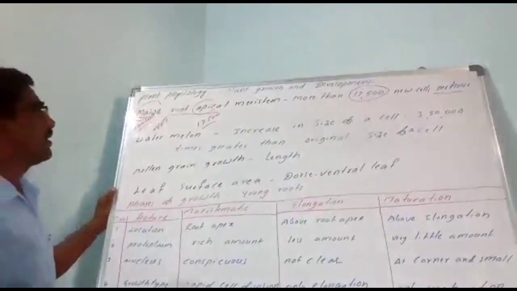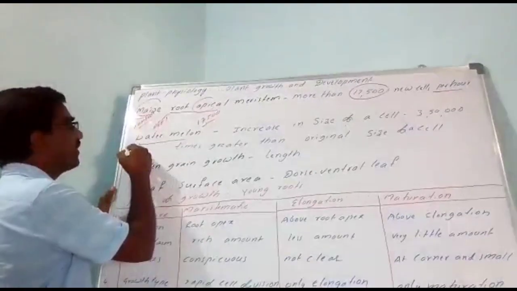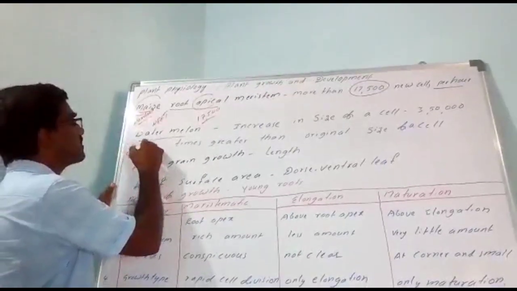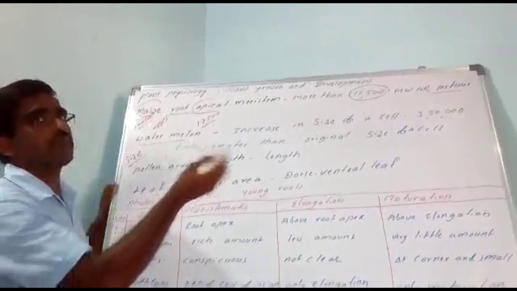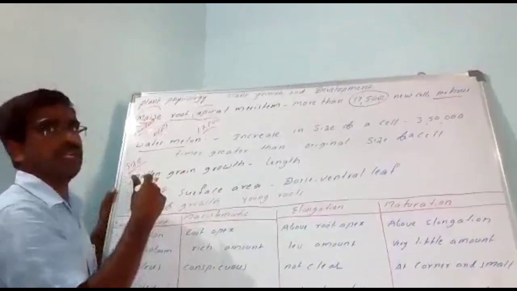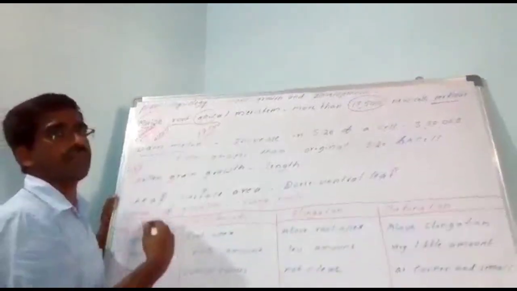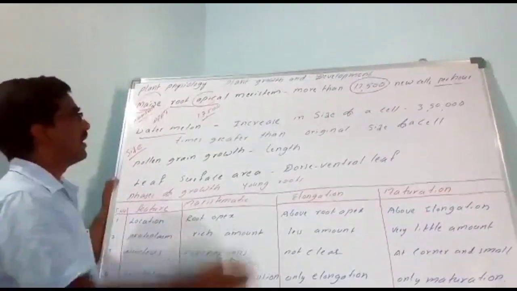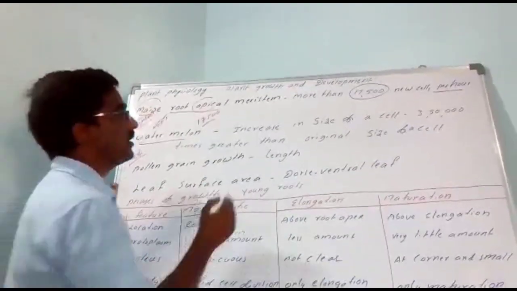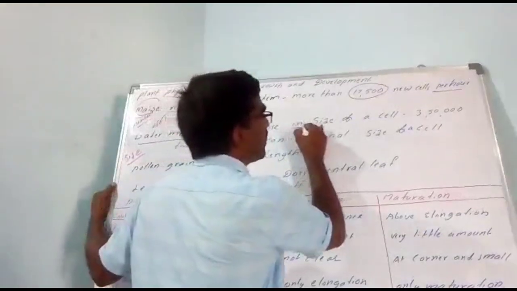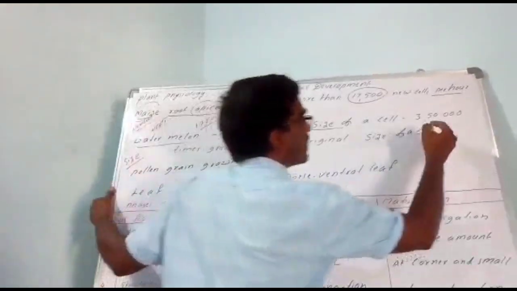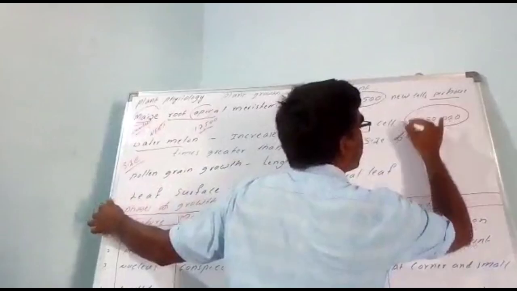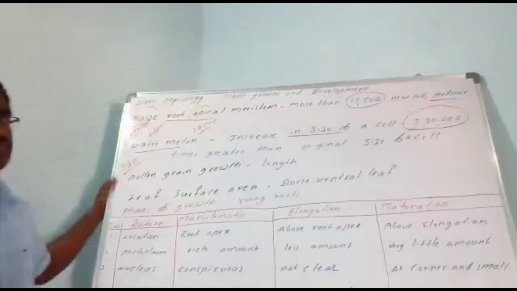Then see the one more. In the watermelon, we are trying to understand that the size of a cell increases from time to time. Just now we discussed that the number of cells is increased from time to time. Now we are trying to understand that the size of the cells is increased from time to time. Take the example of the watermelon, where cell size is increased 3,50,000 times greater than its original size.